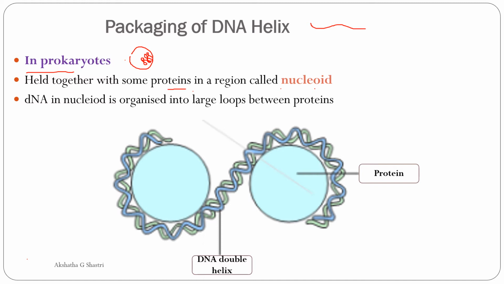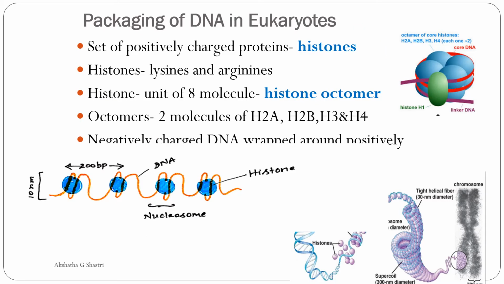So this is the protein, and this is a double helix DNA. So this is found like a loop. Usually it will be like this. So like this it is arranged. This is called packaging in case of prokaryotes. Now let us learn about the packaging of DNA in case of eukaryotes.